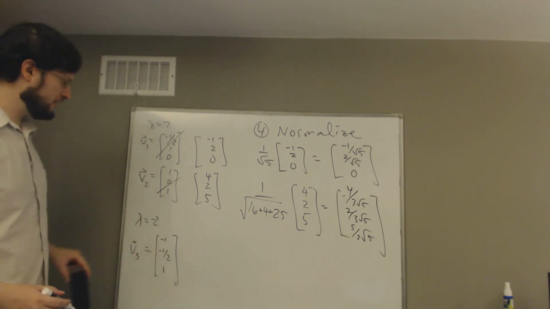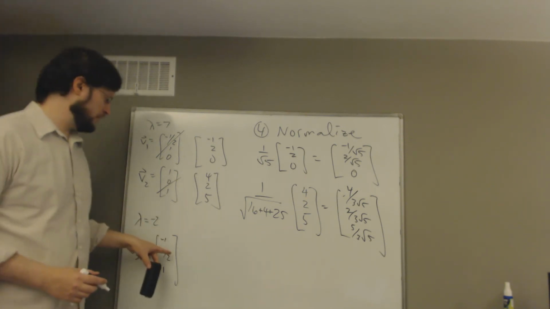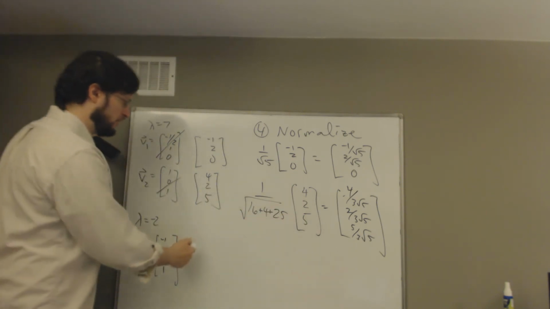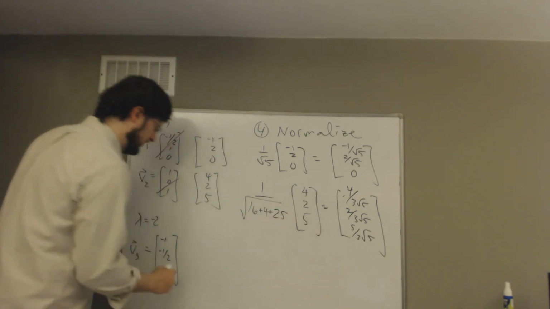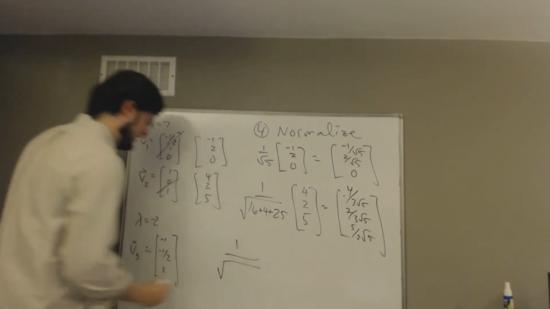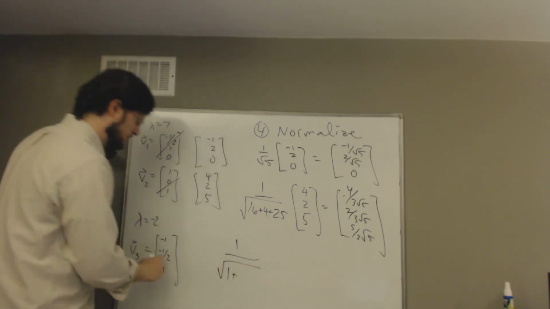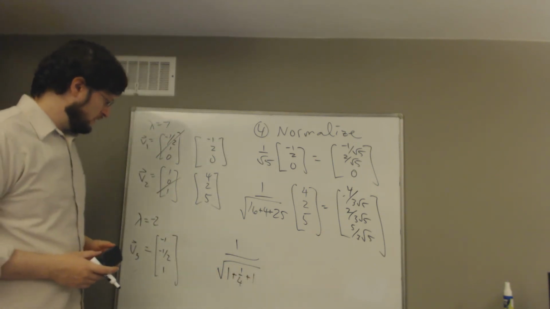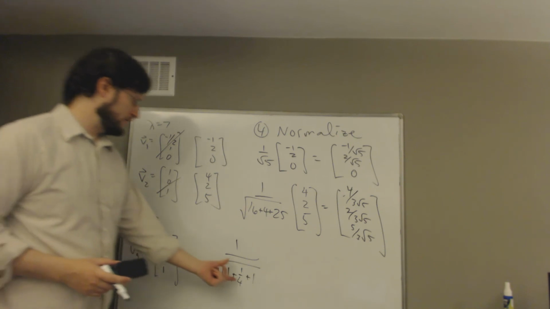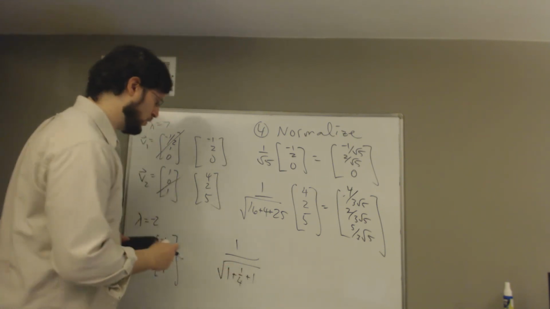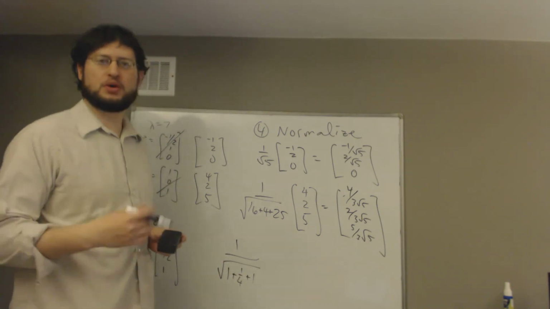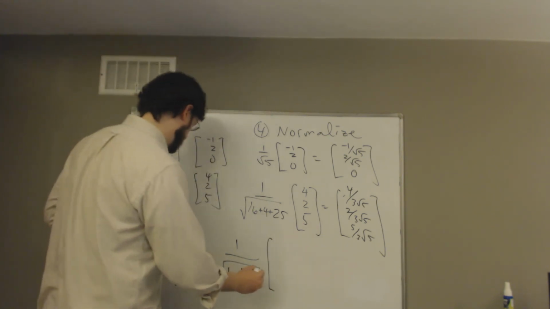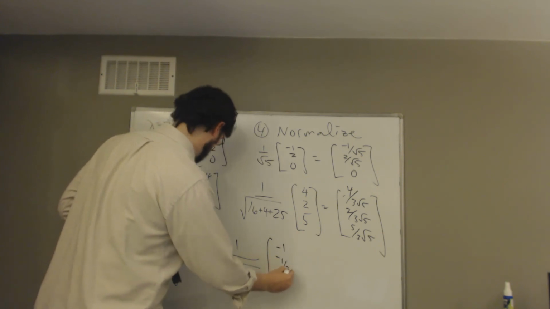We can scale this one again if we want to, but we don't have to at this point because we're still calculating the length. We'll get the same thing in the end, whether we scale this up or not. The length of this one is the square root of 1 squared plus 1/4 plus 1. And so that's 2 1/4, which is 9/4, and the square root of 9/4 is 3/2. So that's 2/3 times our original vector.